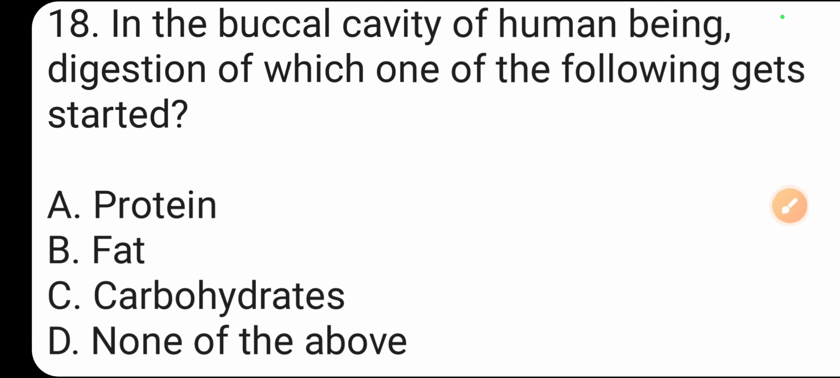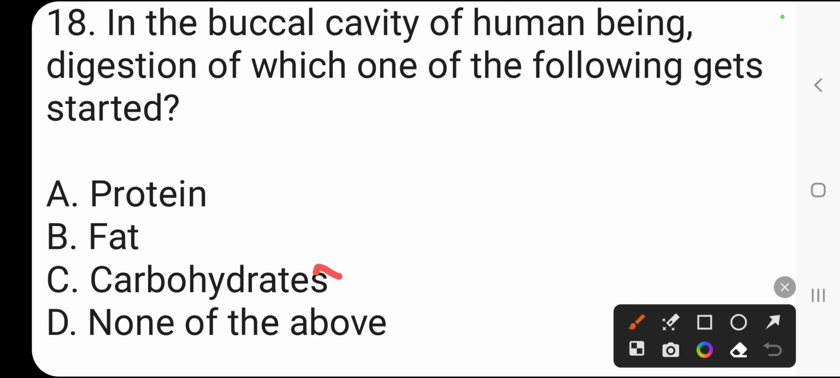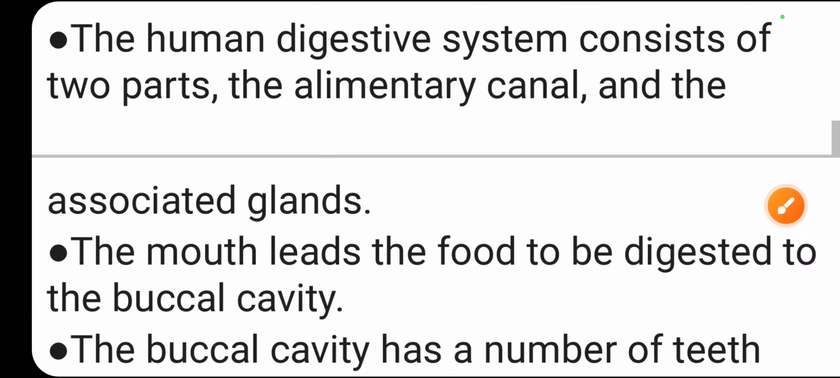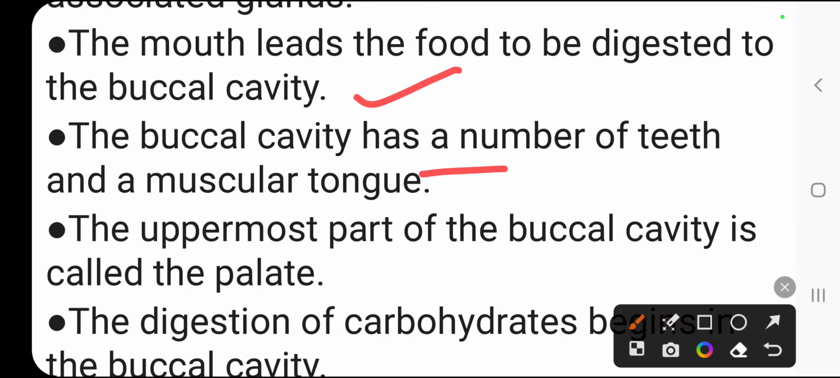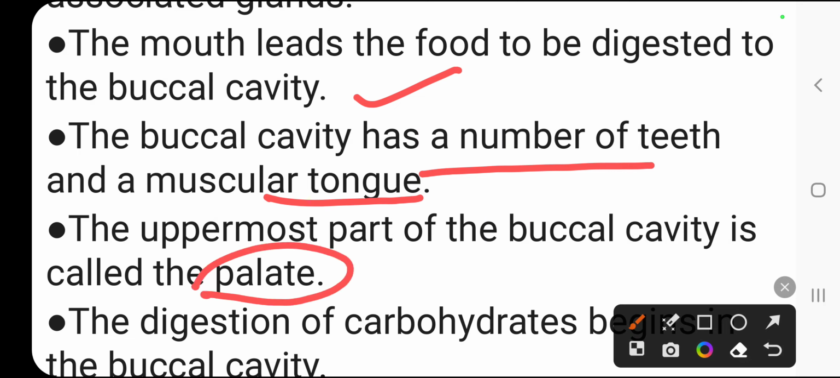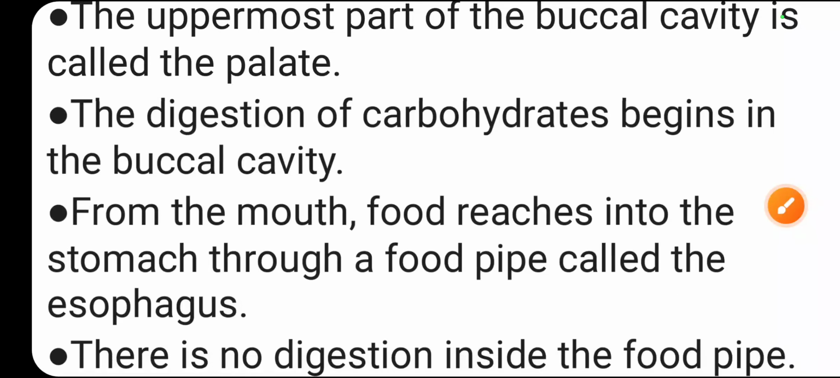Next question. In the buccal cavity of human beings, the digestion of which of the following gets started? The digestion of carbohydrates starts in the buccal cavity. So, the human digestive system consists of two parts, the alimentary canal and the associated glands. The mouth leads the food to the buccal cavity. The buccal cavity has a number of teeth and a muscular tongue, and the upper portion of the buccal cavity is called the palate. The digestion of carbohydrates begins in the buccal cavity.